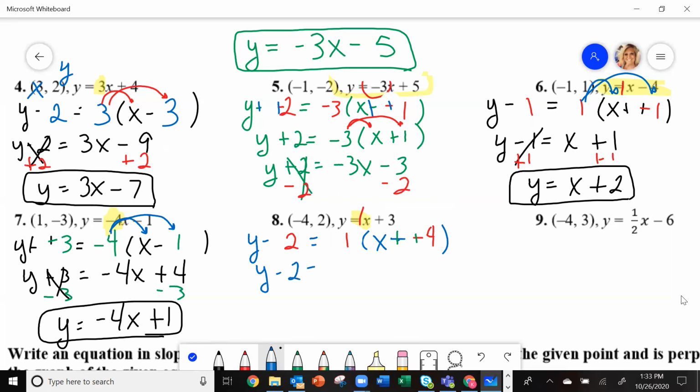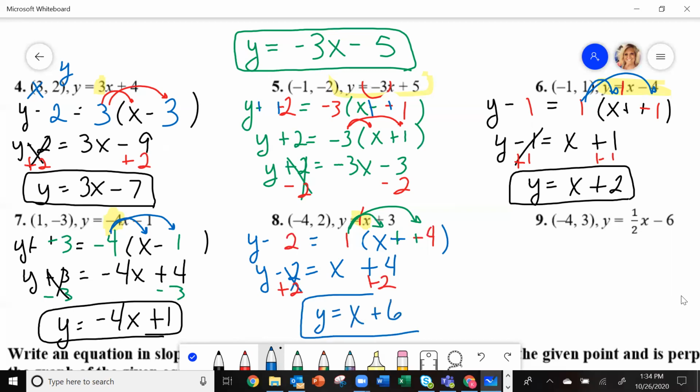Y minus 2 equals 1 times x and 1 times 4. So I get 1x plus 4. Move the 2 over, so I add 2 to each side. My equation should be y equals x plus 6. That's what you should have gotten. Okay, the last one when we're talking about parallel lines, same formula though.